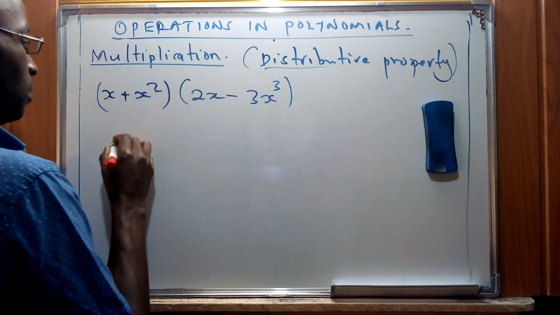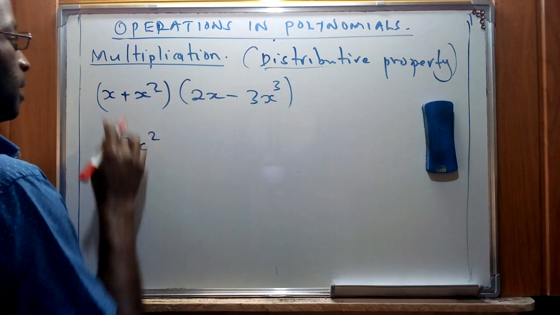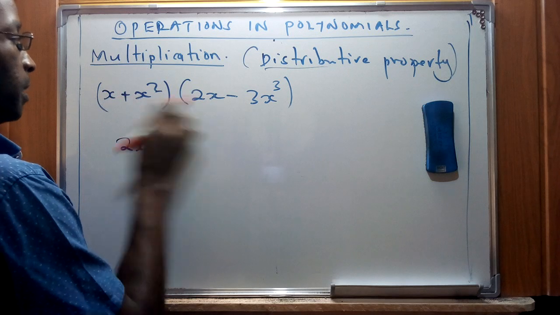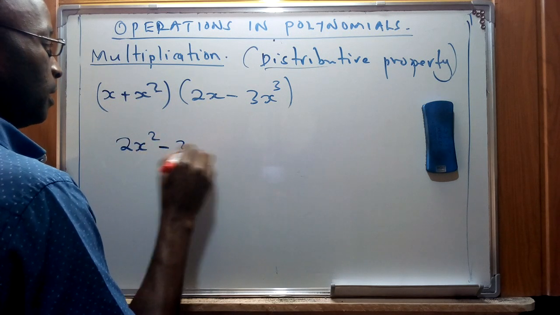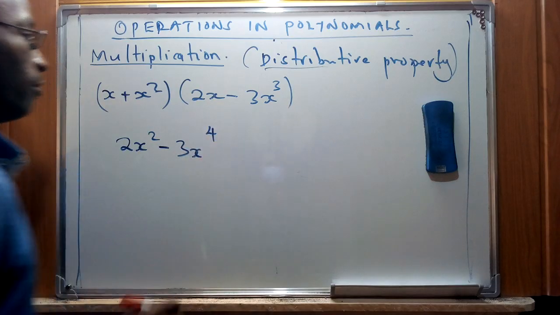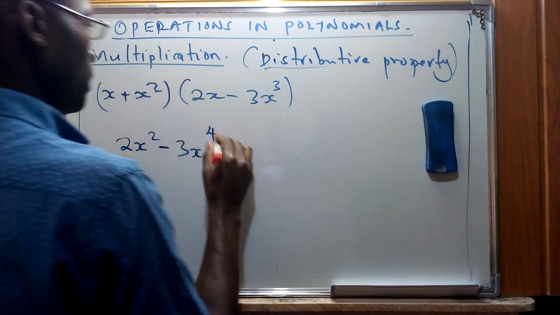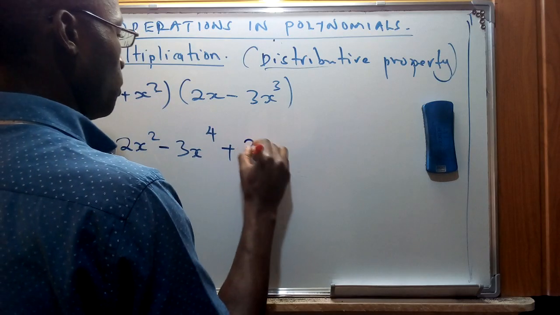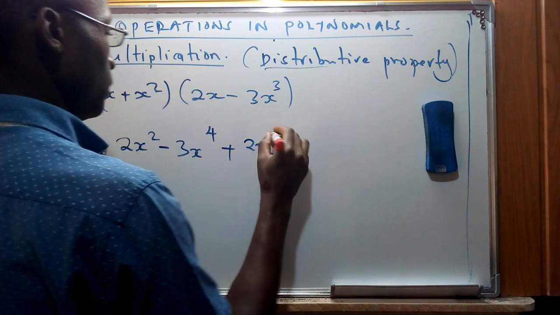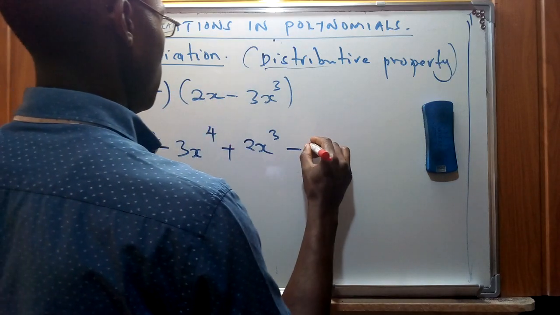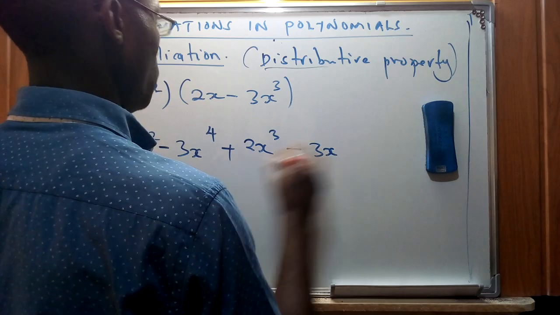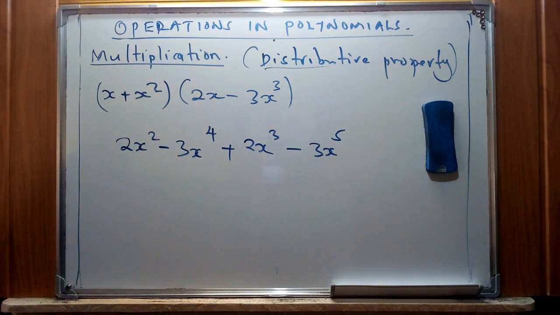So this is going to be 2x squared, and then each term x multiplied by this, x multiplied by that one, is going to be negative 3x to the power 4, and then plus this is 2x to the power 3, minus this is 3x to the power 5. So if you look at this specific product, it's going to appear as such.